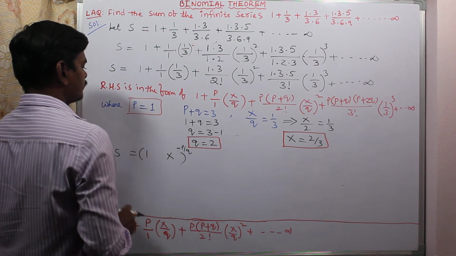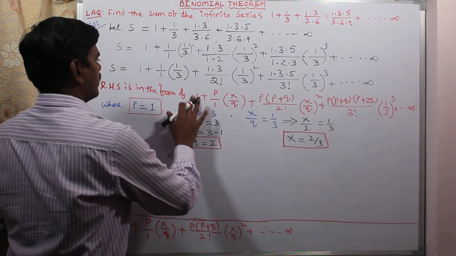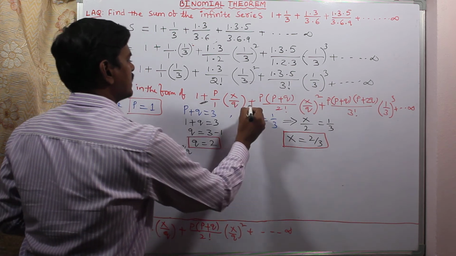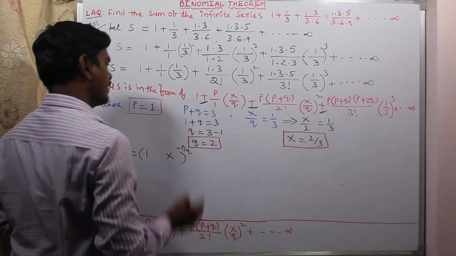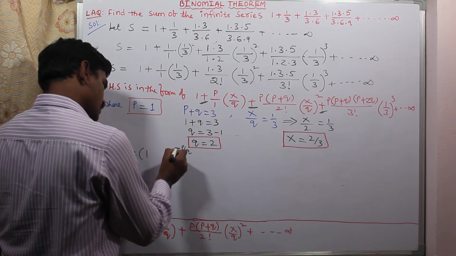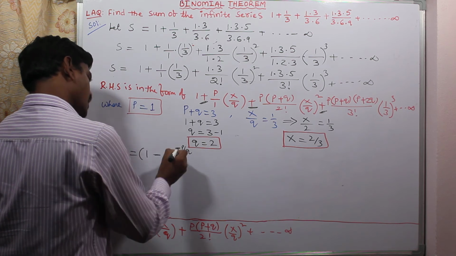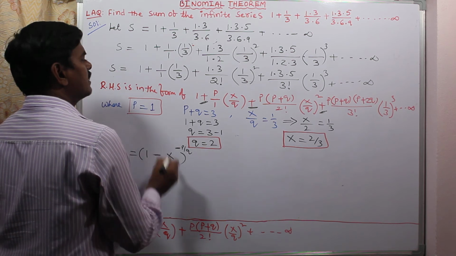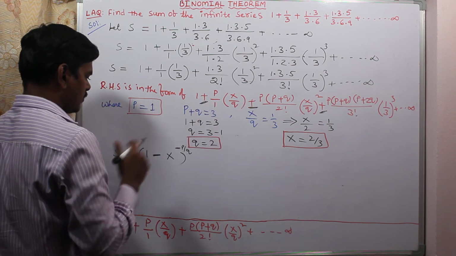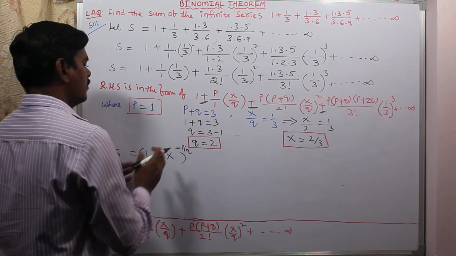Now here plus or minus depends on the formula only. In the formula, if you observe, between the terms we have plus, everywhere we have plus. So how can we get plus? On multiplying minus into minus. Minus into minus only we get plus. That's why here compulsorily we should have minus. Now the formula formed is 1 minus x whole power minus p by q.